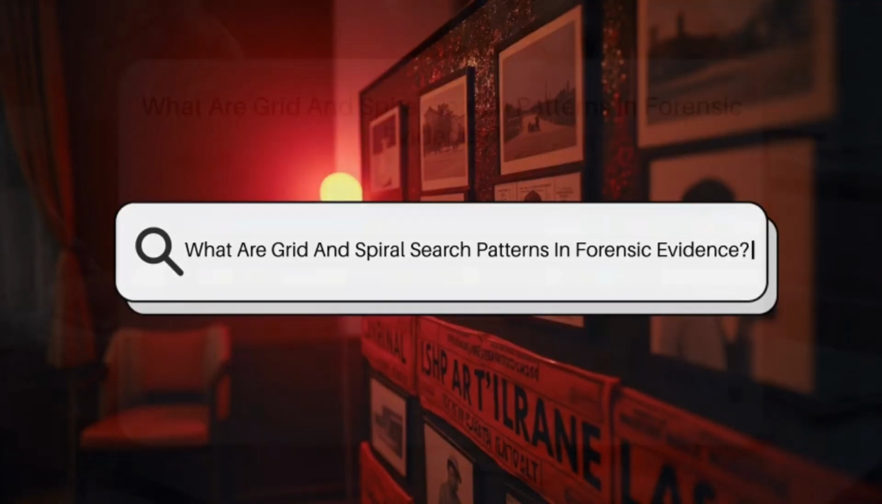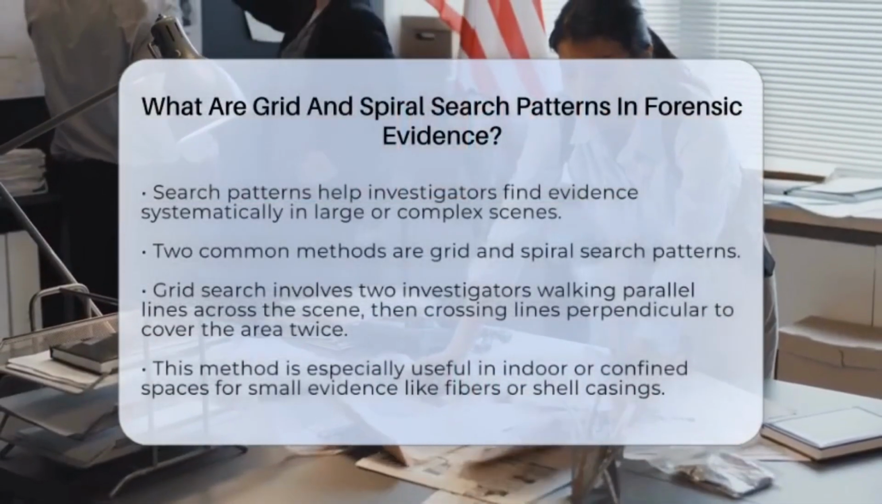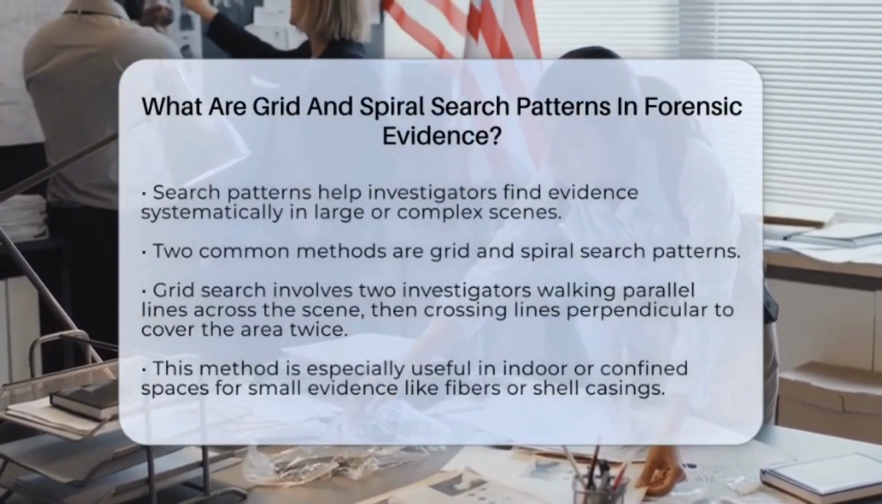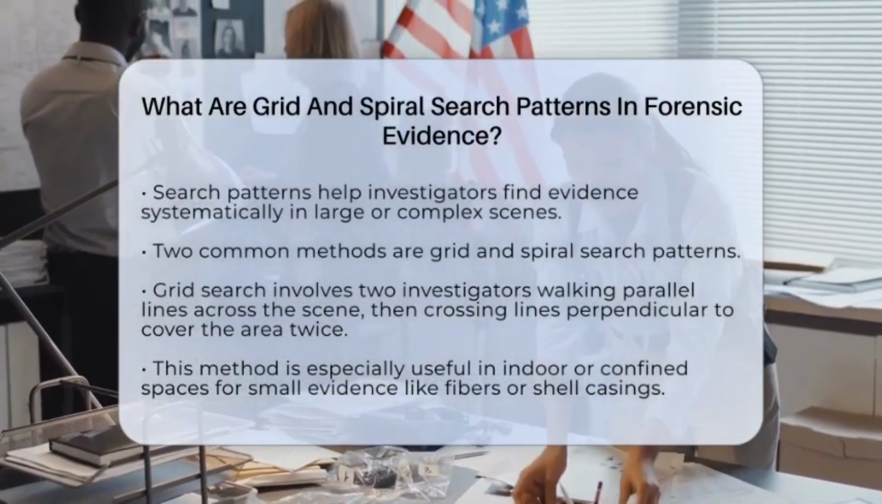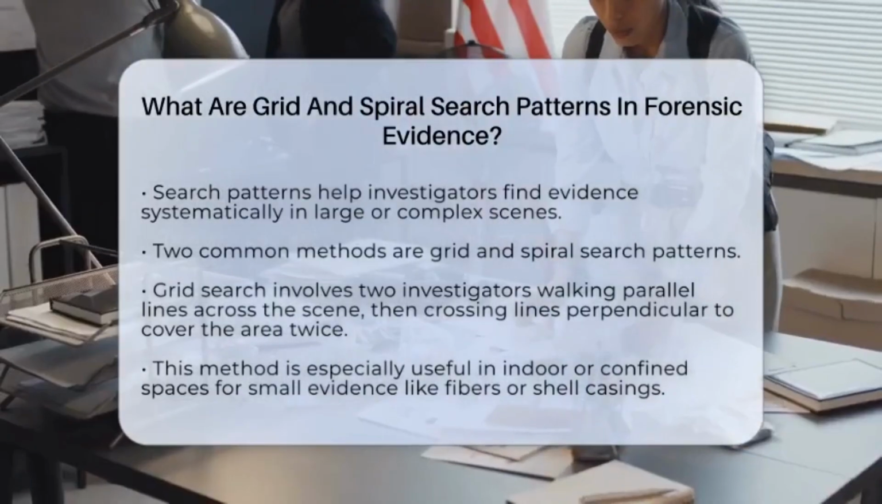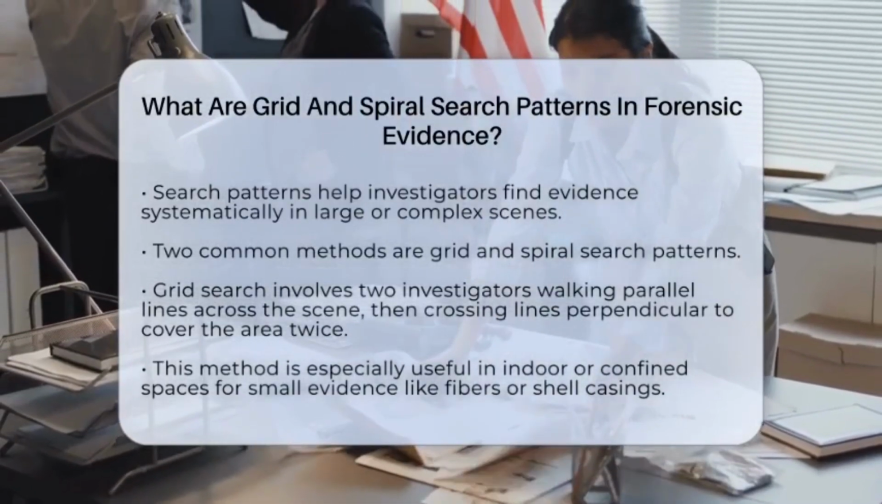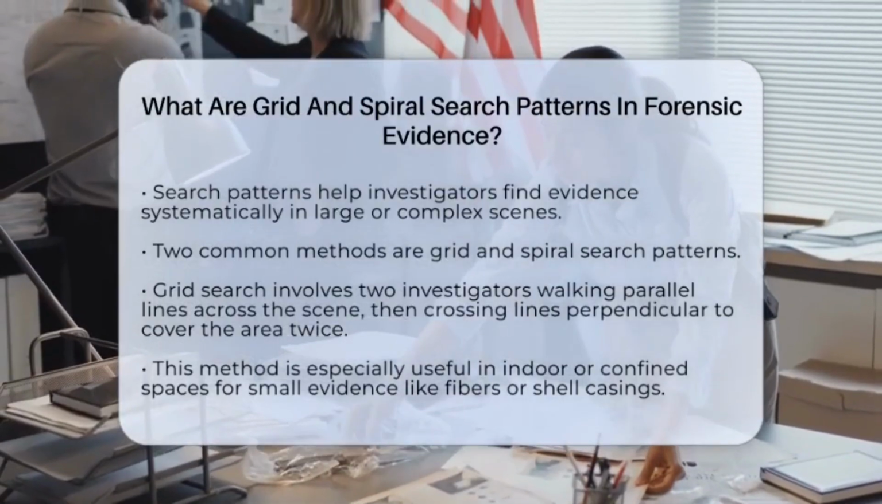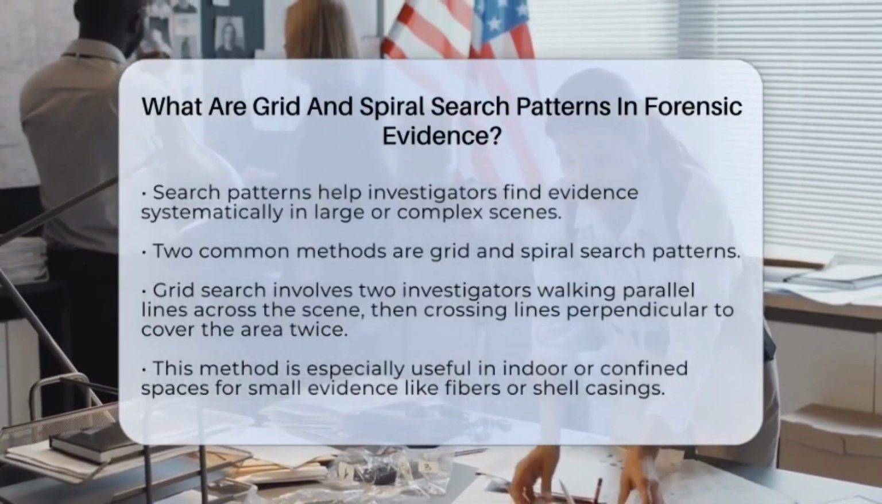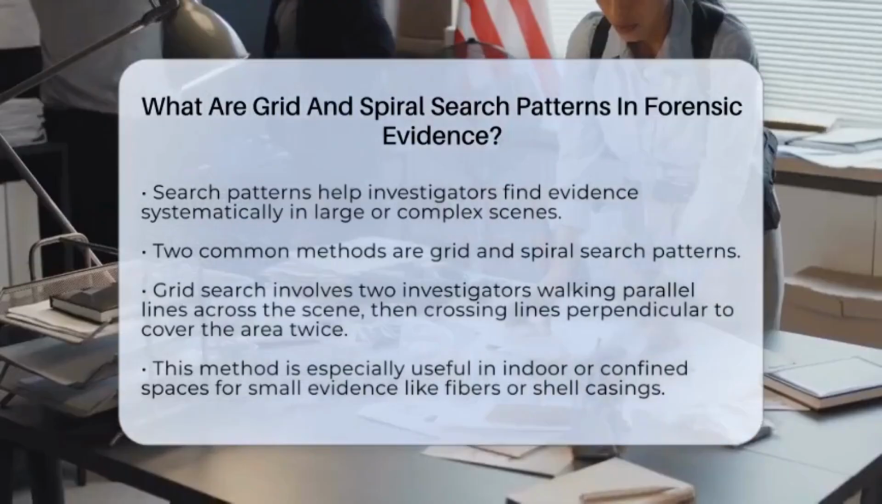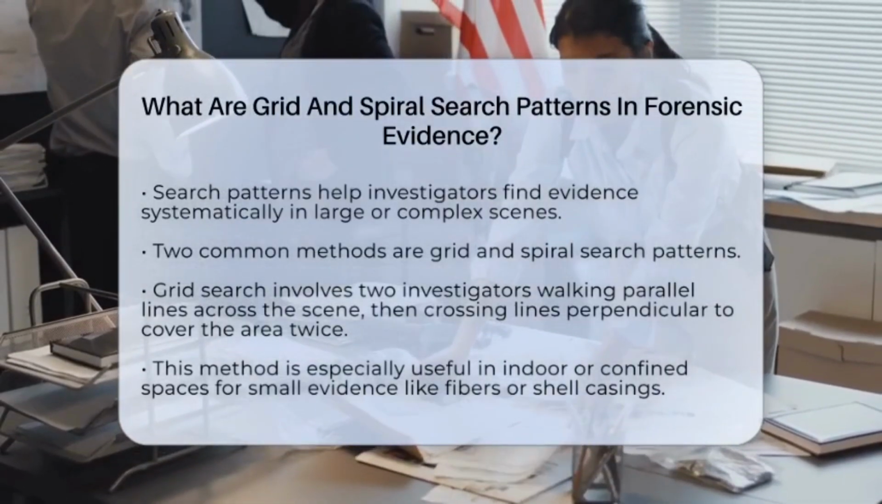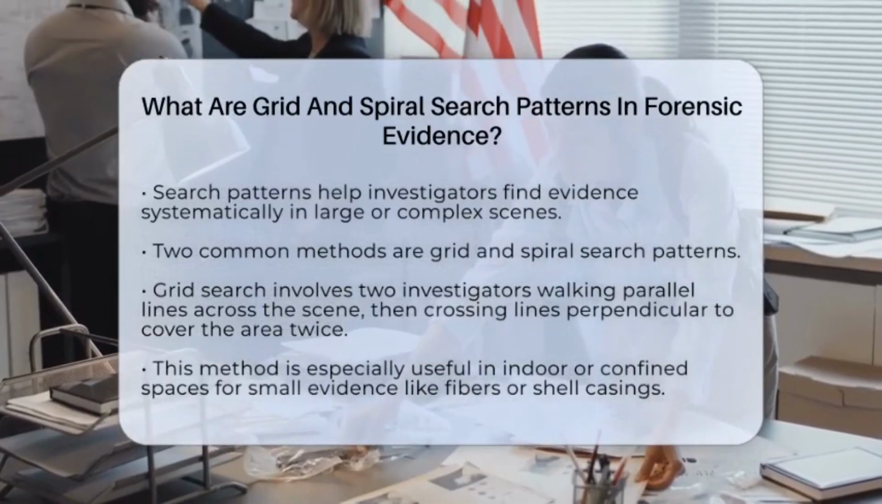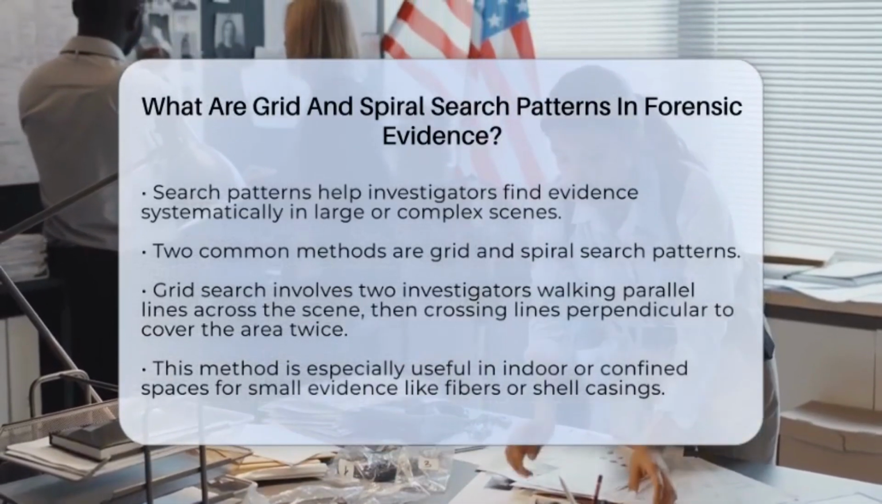What are grid and spiral search patterns in forensic evidence? Imagine trying to find a tiny piece of evidence in a large room. You need a smart plan to make sure nothing gets missed. That's where search patterns come into play. In forensic investigations, two common methods are grid and spiral searches. These are systematic ways to examine a scene thoroughly and efficiently.